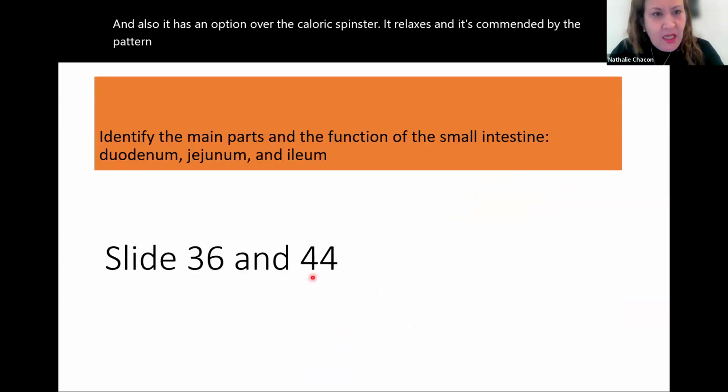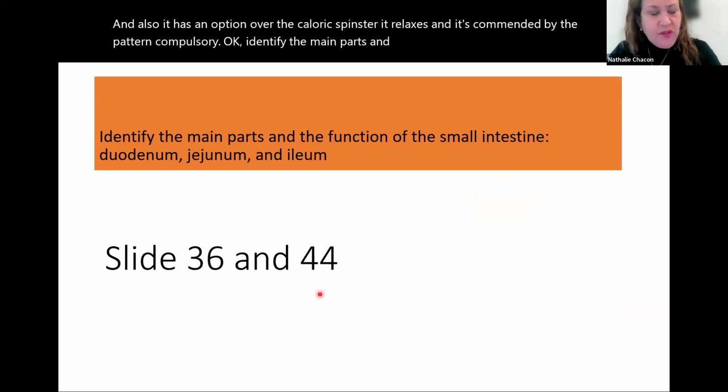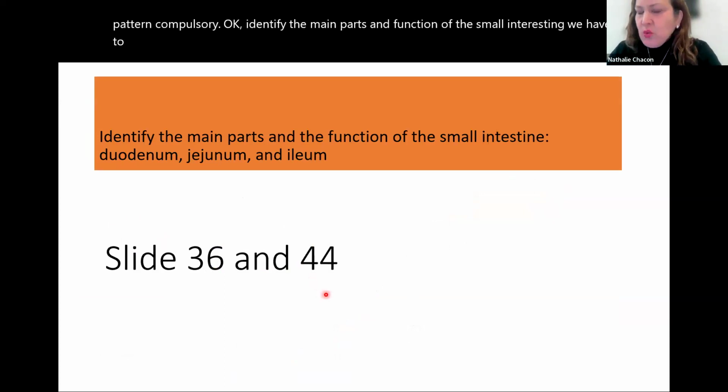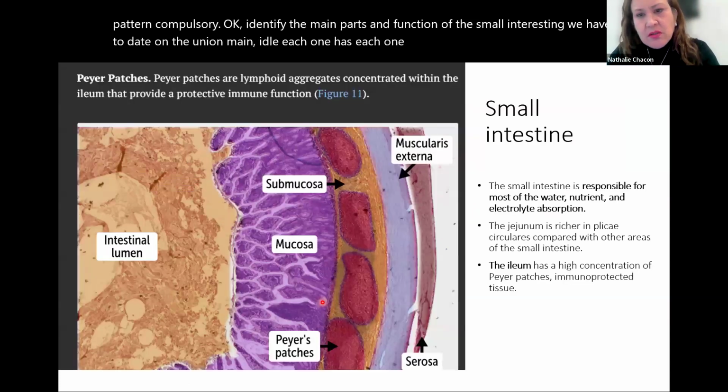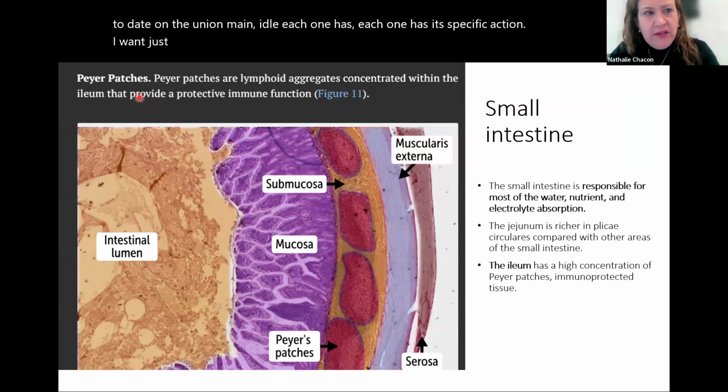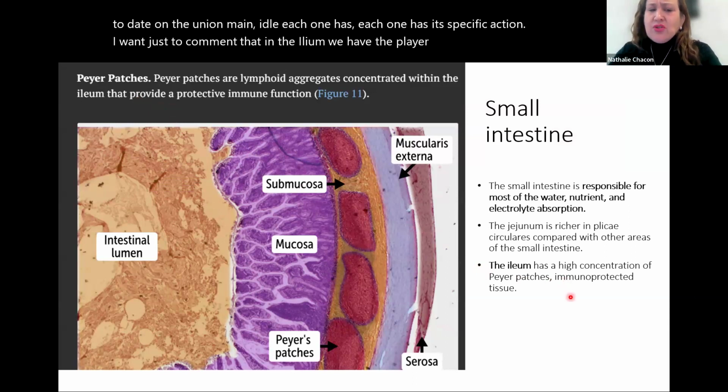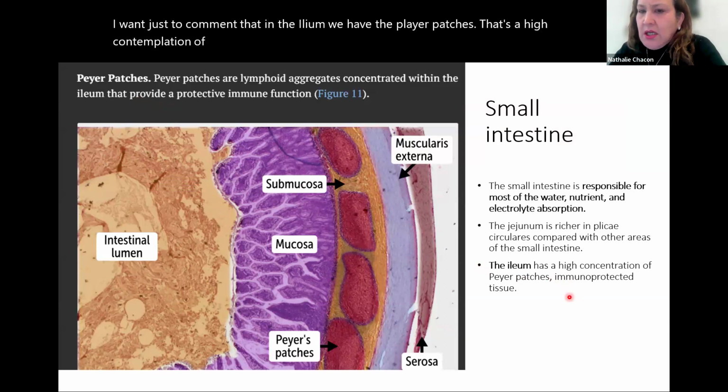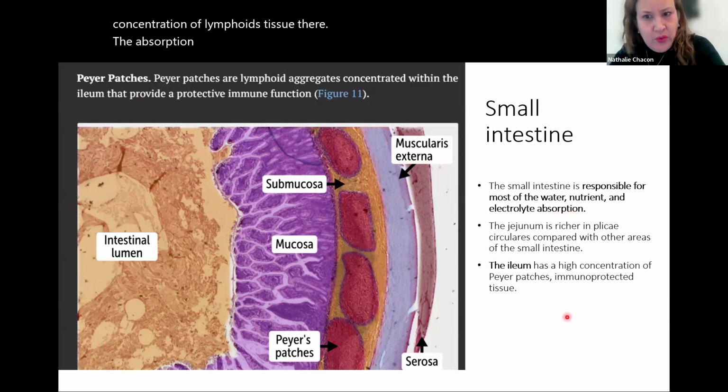Identify the main parts and function of the small intestine. We have the duodenum, jejunum, and ileum. Each one has its specific action. I just want to comment that in the ileum, we have the Peyer's patches, a high concentration of lymphoid tissue. The absorption, of course, is mostly in the duodenum, right?